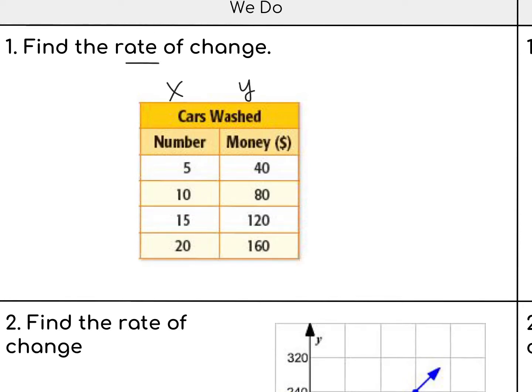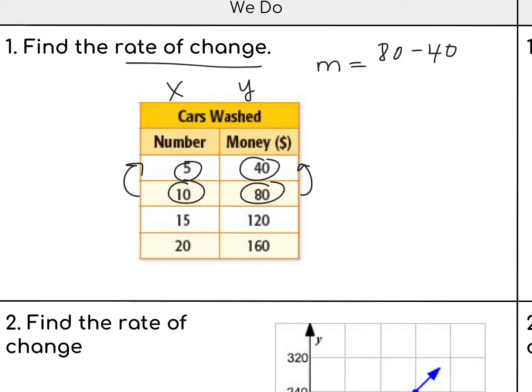To find my rate of change, that's my slope, I'm going to take two y points and subtract them from each other. So I'm going to take 80 and 40 and I'll subtract them in this direction, 80 minus 40. I must choose the same corresponding x points, so I need to choose 10 and 5 and subtract them in the same fashion. So therefore my slope will equal 40 over 5, and that reduces to 8.